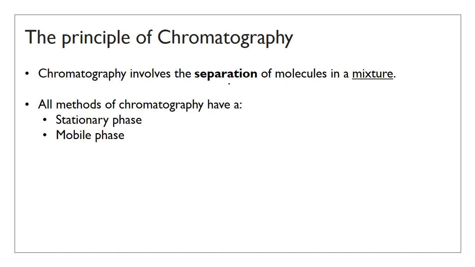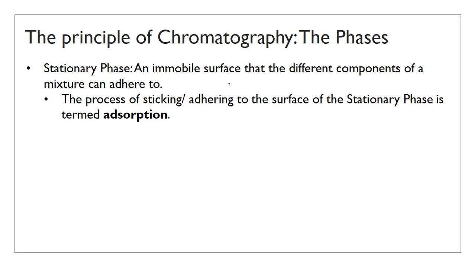So all methods of chromatography have a stationary phase and a mobile phase. Let's talk about the phases first. Stationary phase, you probably don't have to write these notes down. I think everyone remembers the stationary just means it doesn't move. So this is the immobile surface that the different components of a mixture can adhere to. And the process of sticking or adhering is called adsorption. Emphasis on the letter D here. So it's adsorption, not absorption. It's not absorbing into the surface, it's just adhering or sticking onto the surface. So that's the stationary phase.